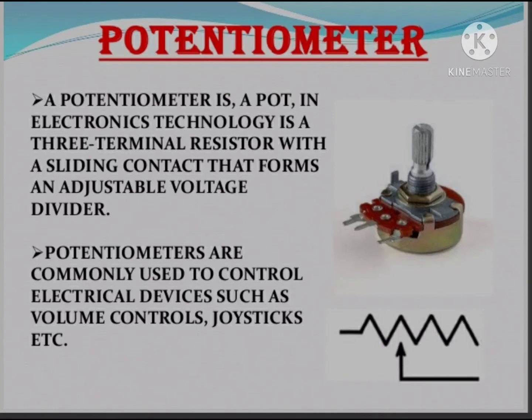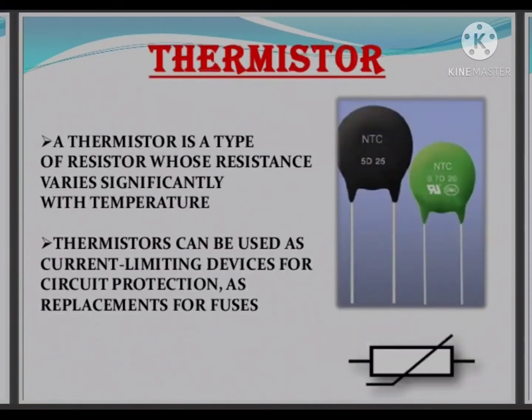The fourth one is potentiometer. A potentiometer, or pot, in electronics technology is a three-terminal resistor with a sliding contact that forms an adjustable voltage divider. Potentiometers are commonly used to control electrical devices such as volume controls, joysticks, etc.